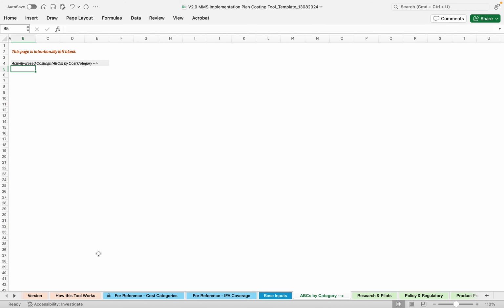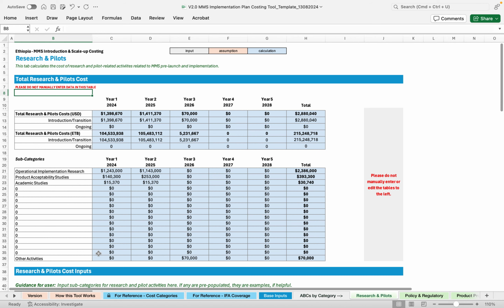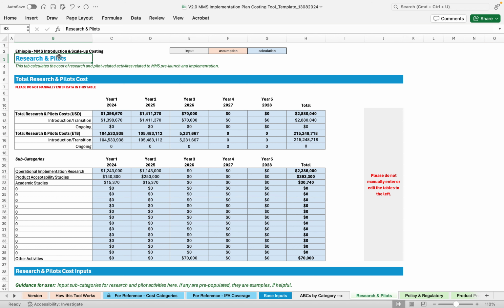Then these are the beginning of the activity-based costing by cost category tabs. Each of the cost category tabs follow a similar structure, and we'll go over it within research and pilots and then demonstrate the differences in the other tabs. The title of the cost category is at the top, along with a descriptor of what it should include. So for example, this tab calculates the cost of research and pilot related activities related to MMS pre-launch and implementation.